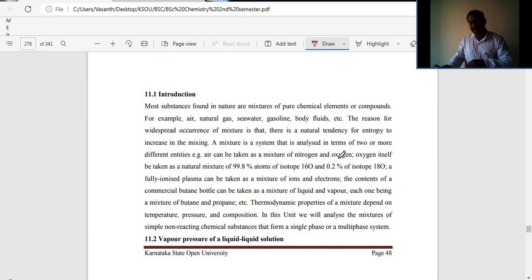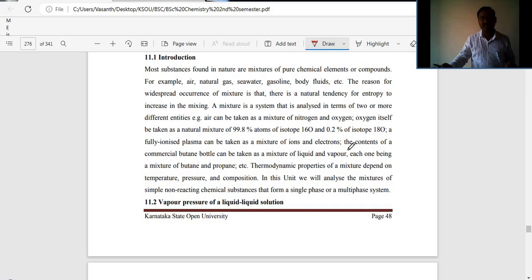In this, consider some other examples. Consider air, which is a homogeneous natural gas mixture, sea water, gasoline, body fluids. These are all what here? The substances found in nature are mixtures of pure chemicals, pure elements or compounds.